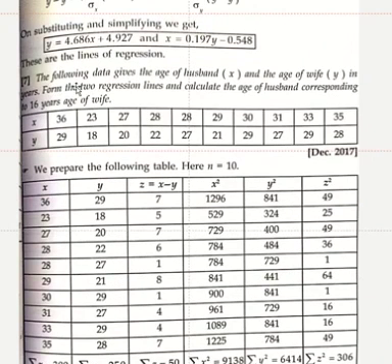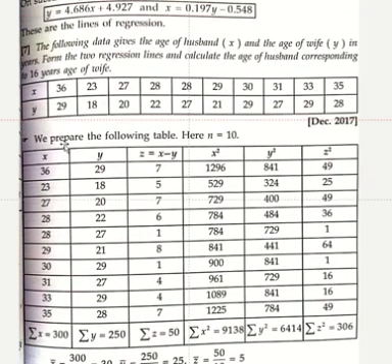Next problem. The following data gives the age of the husband, that is x, and age of wife, that is y, in years. Form the two regression lines and calculate the age of the husband corresponding to the 16 years age of wife. This is the given data. Here, these are the values of x and these are the values of y. And here n is equal to, what is the number of observation? Therefore, n is equal to 10.